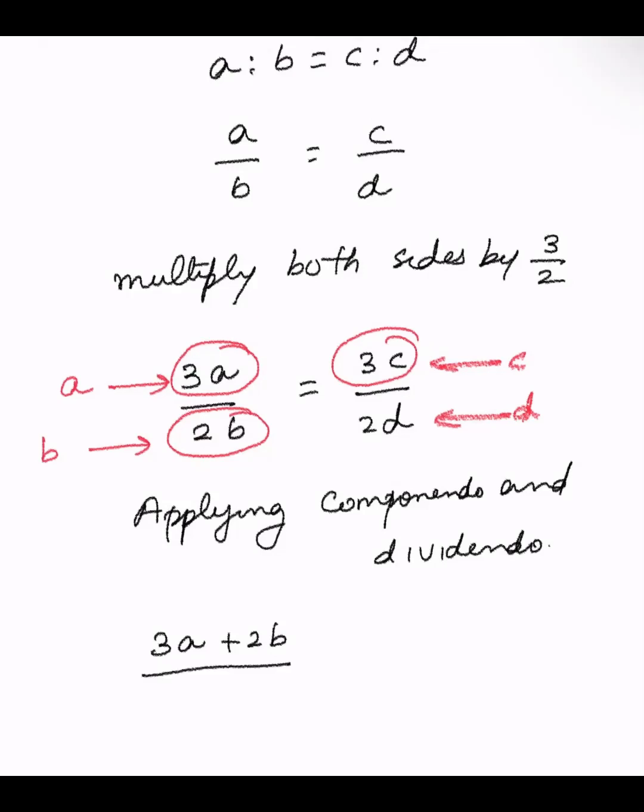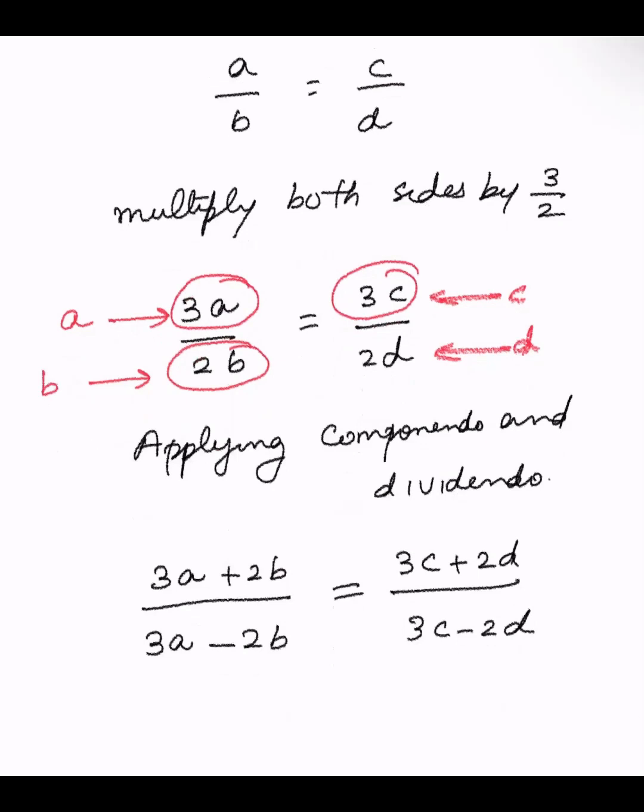What is A minus B? 3A minus 2B is equal to C plus D. C plus D means 3C plus 2D divided by C minus D. C minus D means 3C minus 2D. So this is what the question was, right? So hence proved. So you have got 3A plus 2B is to 3A minus 2B equal to 3C plus 2D is to 3C minus 2D.